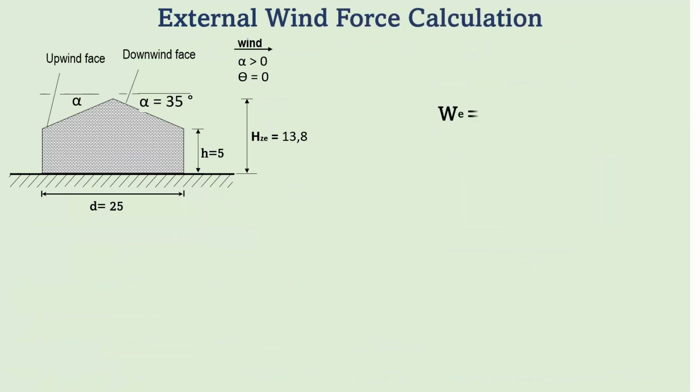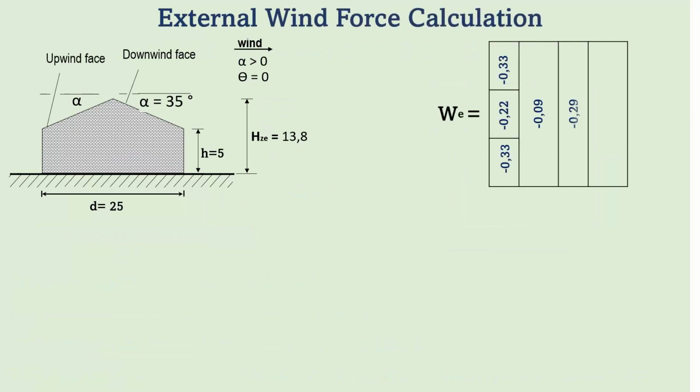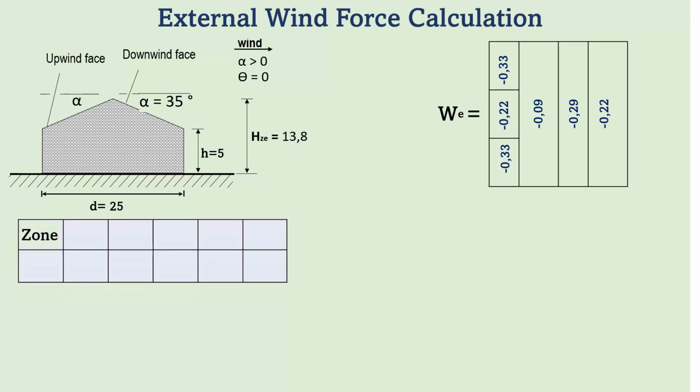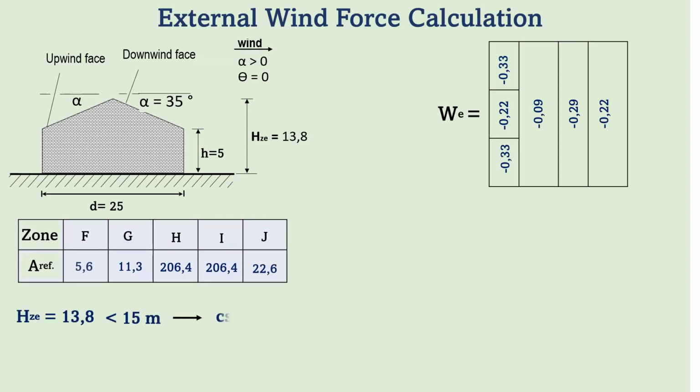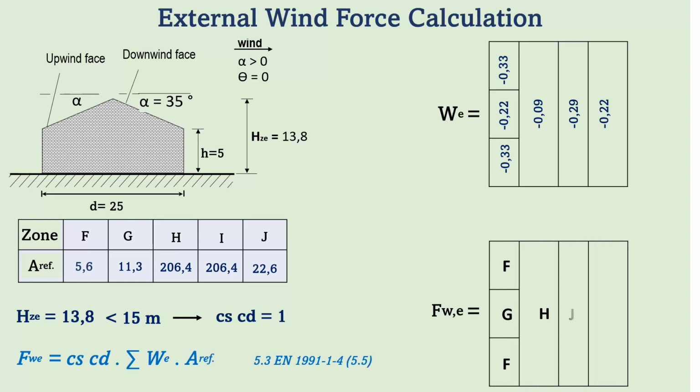After defining external pressure WE at reference height ZE, and after calculating the area of each zone and structural factor CSCD, we can determine external force following this equation. FWE equals structural factor CSCD times summation of external pressure WE times the reference area of each zone.